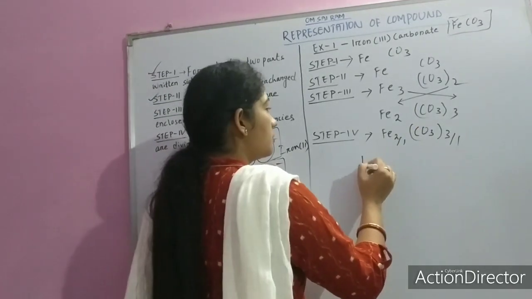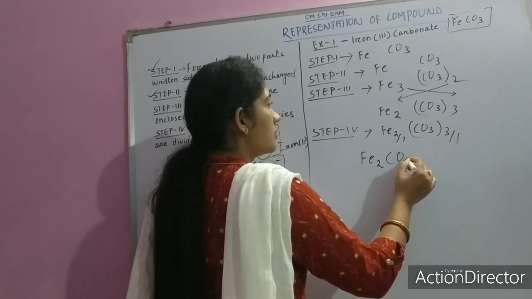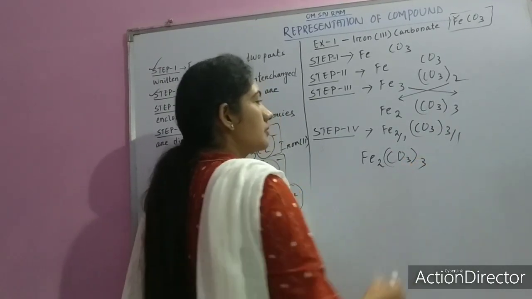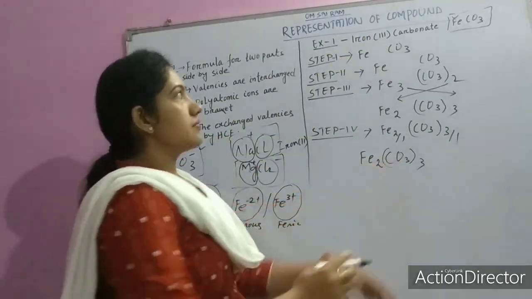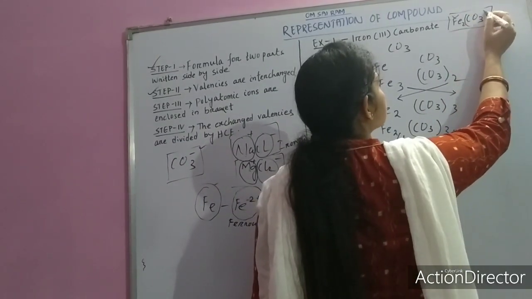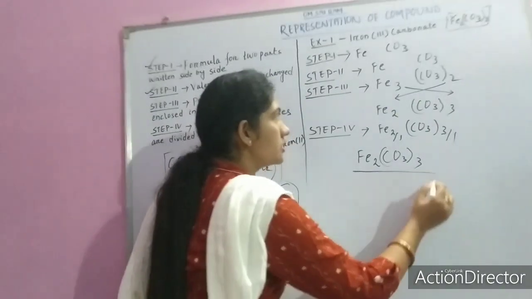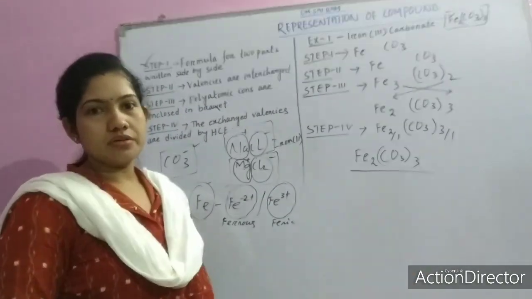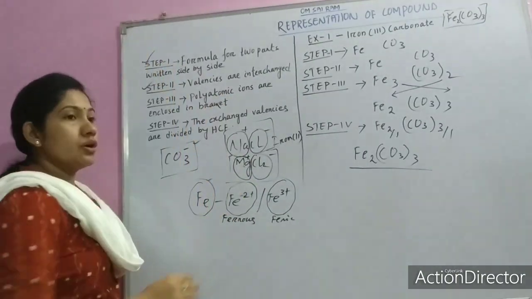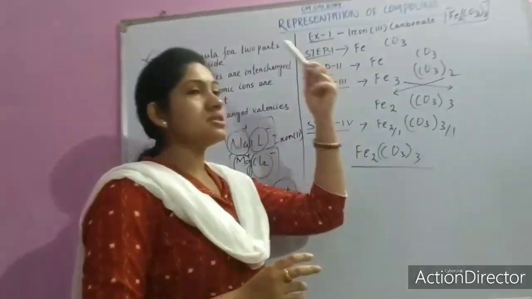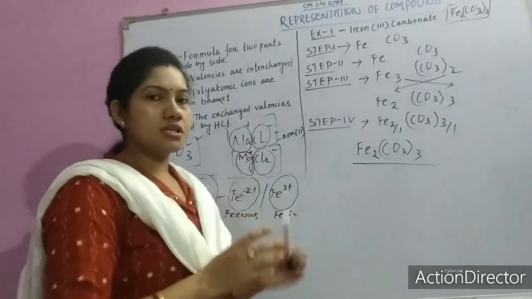Means we have the formula Fe2(CO3)3. So here we got the formula of iron carbonate, Fe2(CO3)3. Here we have derived the formula of iron carbonate. So this is the step we have to follow. In case of a polyatomic ion, we have to enclose it in brackets. So these are some steps by which we can derive the formula. So this is the first example we have discussed.